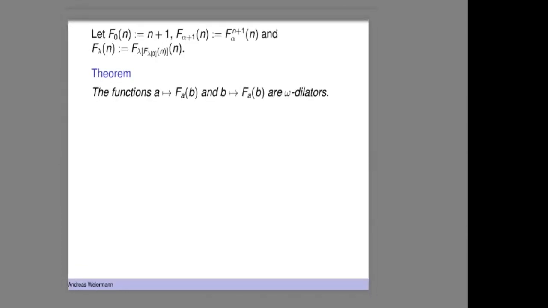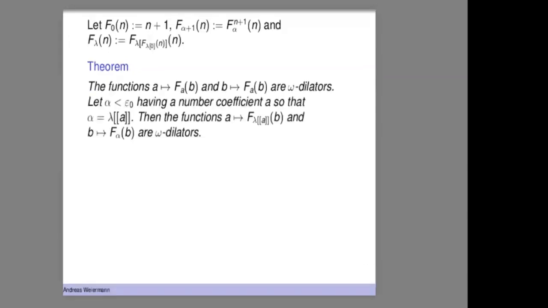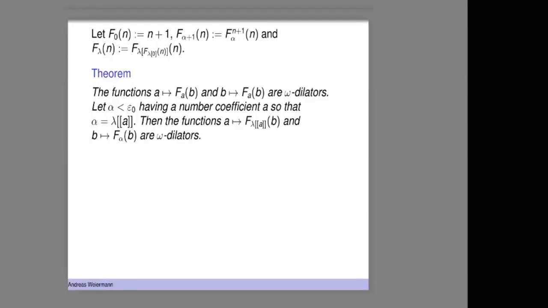The result is, if I restrict this definition to finite numbers, then the functions a goes to f a b and b goes to f a b are omega dilators. So the Ackermann function is an omega dilator. That's the news here. Moreover, this can be generalized to ordinal indices. So if I have an alpha of the form lambda a, where a is an occurrence of a number theoretic coefficient in alpha, then the functions a goes to f lambda, depending on this coefficient a, applied to b, and b goes to f alpha b are omega dilators.